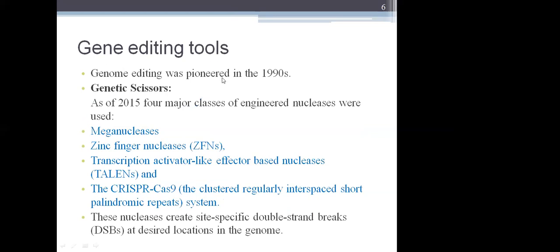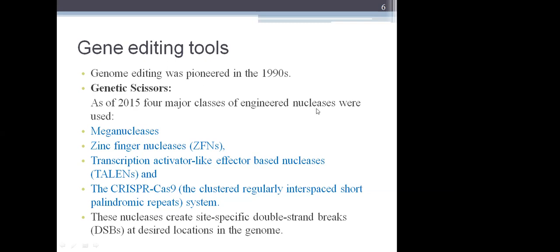Gene editing is not new; we cannot say that this technique came with CRISPR in 2015, but it was already there. Before that, these gene editing tools had been used. These tools started in the 1990s. In 2015, they actually made four major classes of these tools. But these tools were there.